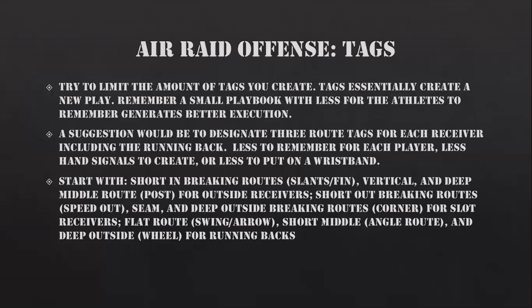And for the running back, a flat route, a swing or arrow route, either side, and you can signal the direction. A short middle route, which would be something similar to an angle route or a check down. And then a deep outside route, in other words, a wheel route for the running backs. Those are essentially the way I started out instituting my tags.